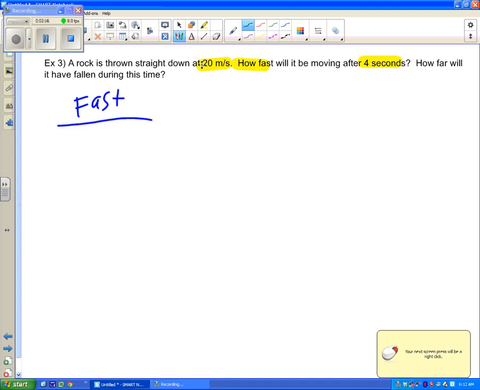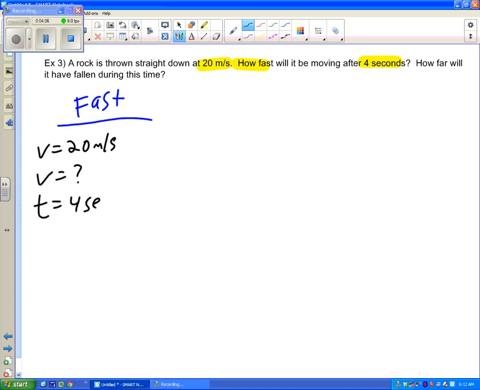For the fast, I already highlighted it. We have a v of 20 meters per second. We're trying to find how fast it's moving. We have a time of 4 seconds, and it is going to be falling. So because it's falling, we know a is 10. For this one, we have 2 v's, so we're going to use the equation with 2 v's. So we have v equals 20 plus 10 times t of 4.